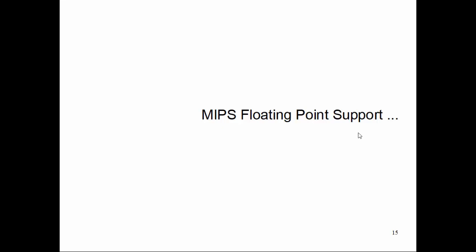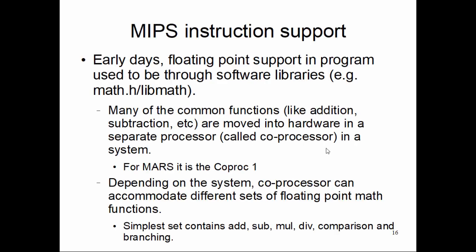Now let us look at the MIPS floating point support. In the early days, floating point support in a program was provided through software libraries. The processor hardware provides all the integer arithmetic and logical functions, and only the software uses those integer arithmetics. It implements the algorithm for floating point representation and the corresponding arithmetic, usually in something like math.h, libmath. You link to them and so on.